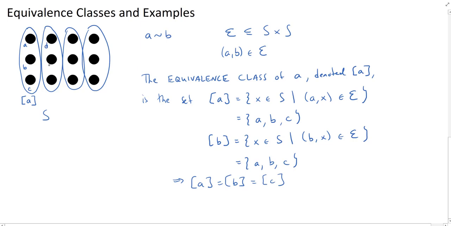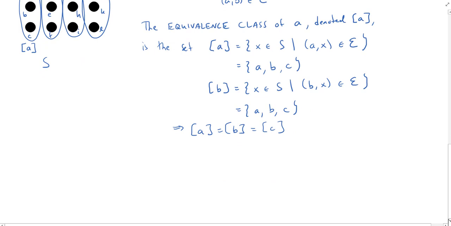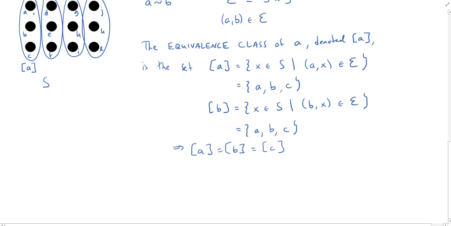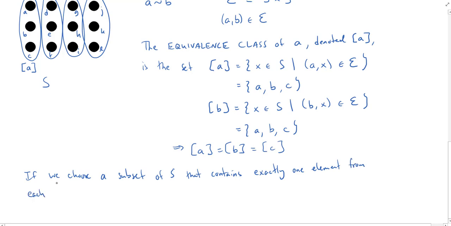All right, so let me first finish by giving some more names here. So I have D, E, and F, and maybe this is G, H, and I, and then this could be J, K, and L. So one very useful thing to do is to choose one particular element from each of these so that we get all of the equivalence classes. So if we choose a subset of S that contains exactly one element from each equivalence class.